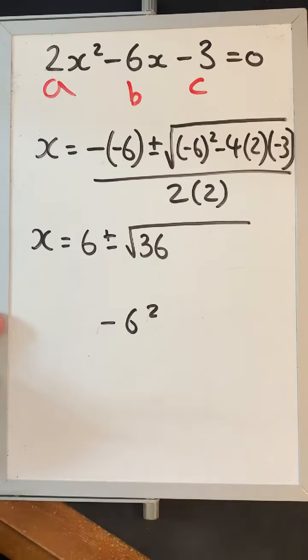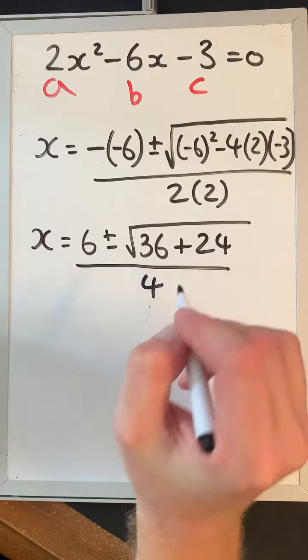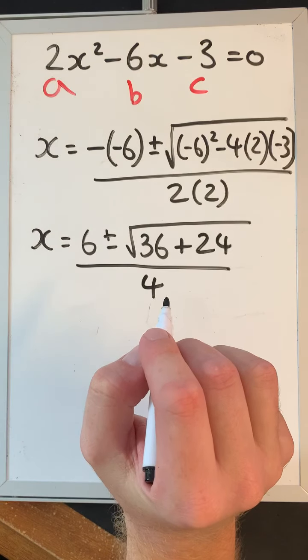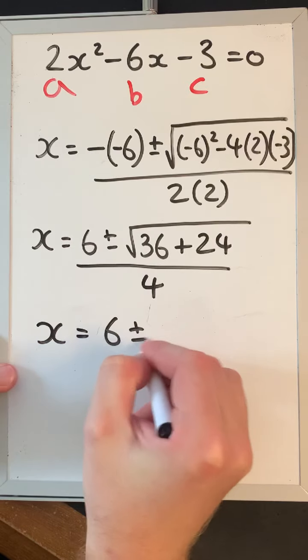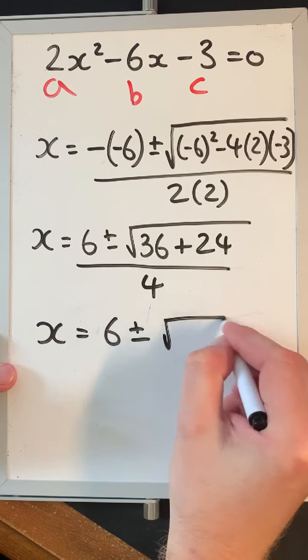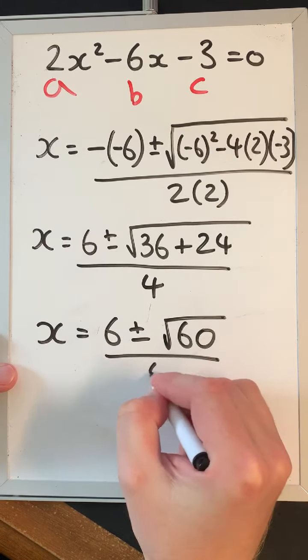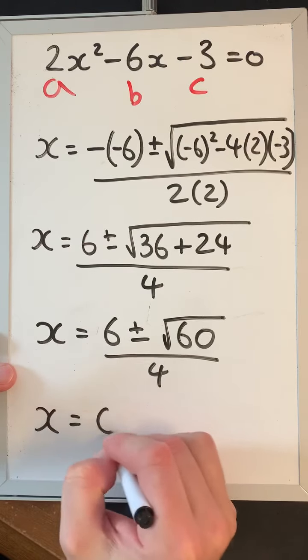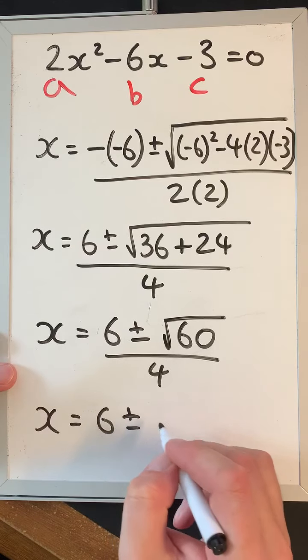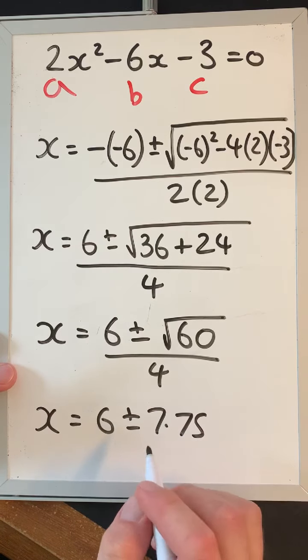So we got 36, and then minus 4 times 2 times minus 3 will give us a plus 24, and that's all over 4. And let's add these up inside the square root. So we've got root 60 over 4, and root 60 is 7.75.